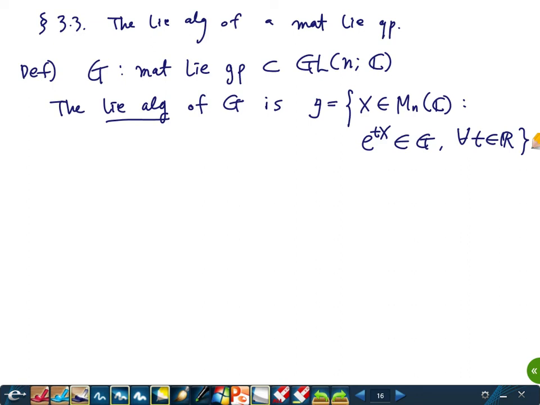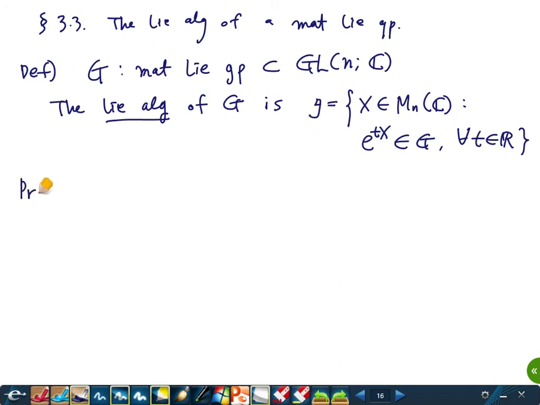The definition is a set of matrices, satisfying this condition: X, but e to the tX must be in G for all real numbers t. This is always real, even if we have C over here. We don't have to have complex number t. Always t is going to be real. If that is satisfied, then it's an element in the Lie algebra of G.